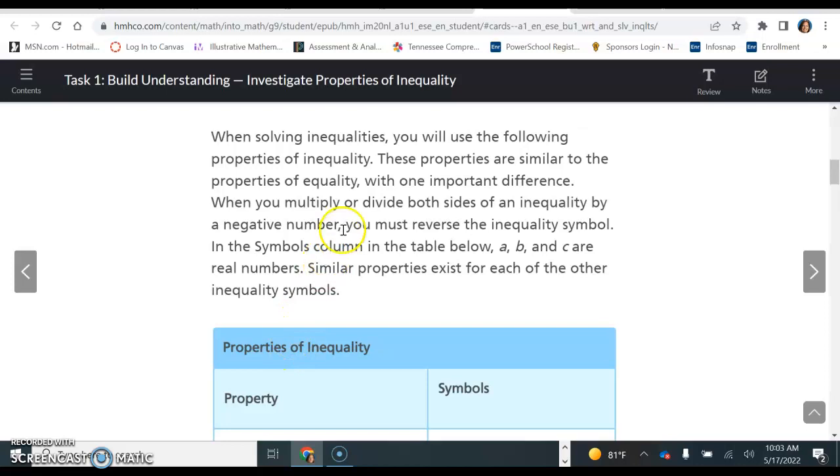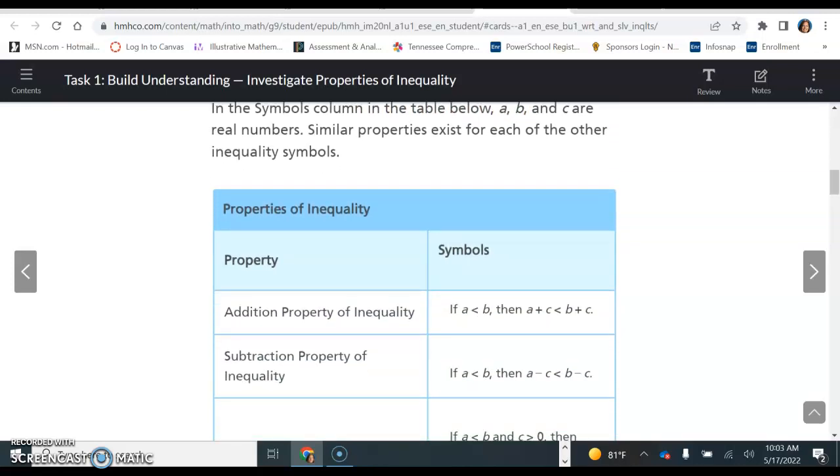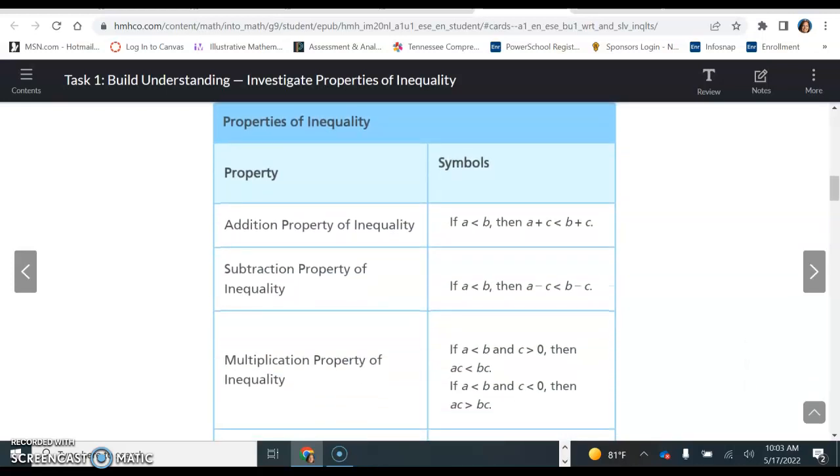All right, so again, talking about equality, that means if we're solving an equation, the properties for solving an inequality are going to be similar. So you will solve an inequality the same way. The only difference is you must remember if you multiply or divide, you have to reverse the inequality symbol. All right, so properties of inequalities.